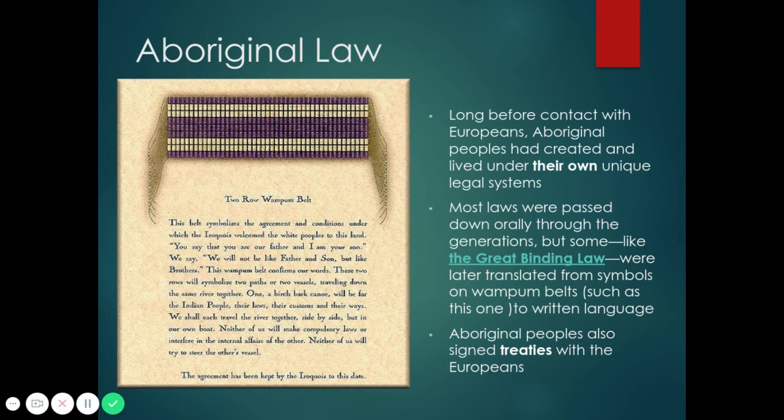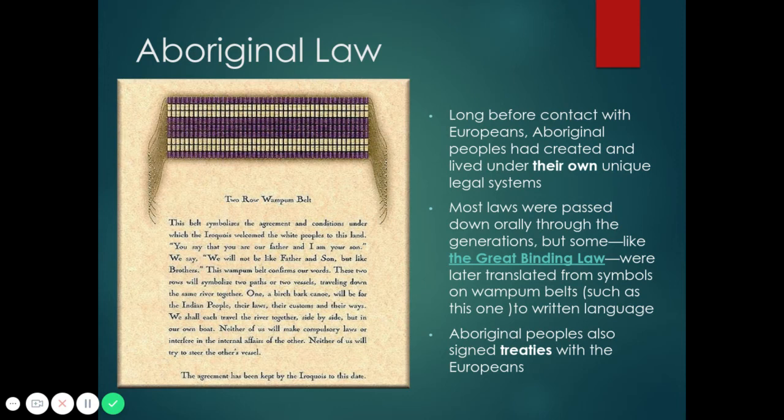You say that you are our father and I am your son. We say, we will not be like father and son, but like brothers. This wampum belt confirms our words. These two rows will symbolize two paths or two vessels traveling down the same river together. So this is one vessel and this is one vessel.